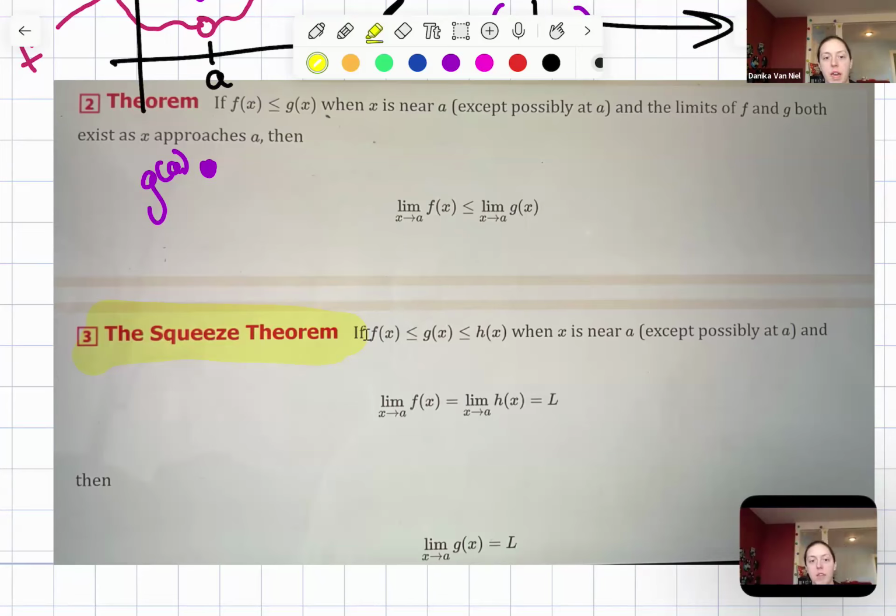If you have this relationship with each other where F is less than or equal to G is less than or equal to H around A, except maybe at A, and not only do the limits of F and H exist, but they are equal to each other, sometimes we call that L, then the limit of your function in the middle also has to be L.